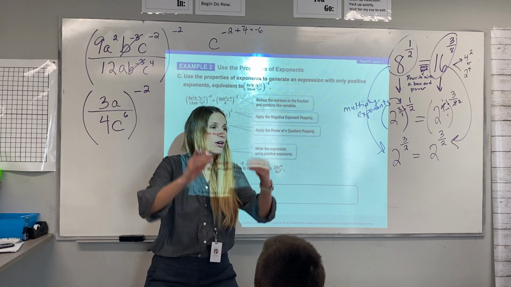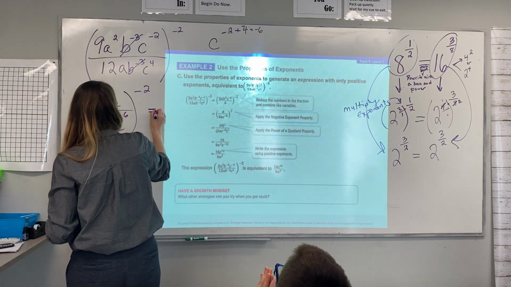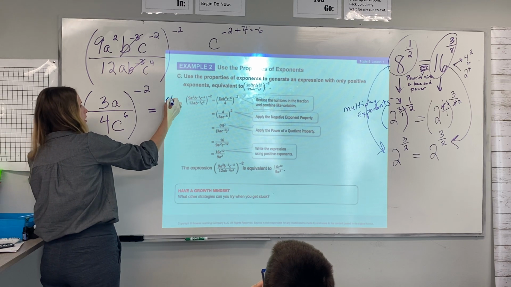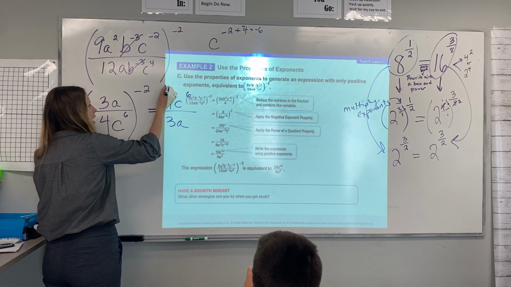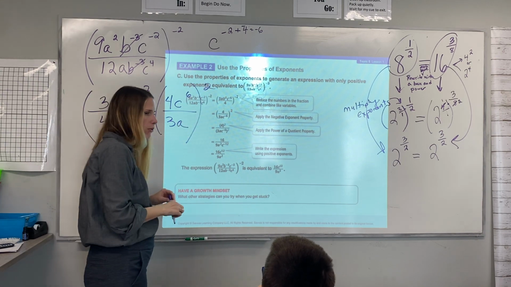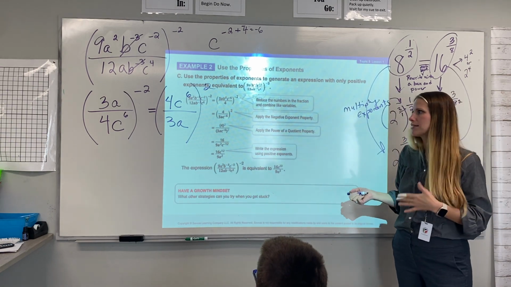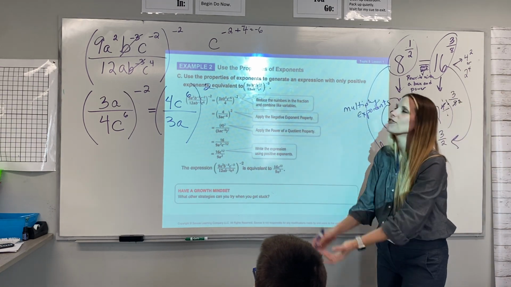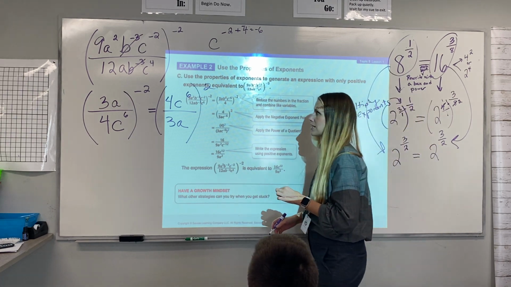Now it's time for flippies. So we're going to do flippies, and then we're going to do 4c to the 6 on the top, 3a on the bottom, and I'm still going to put it in parentheses and raise it to the second power, because we did flippies to get rid of the negative, but we still have to raise it to the second power. If everything is raised to the second power, that means everything is raised to the second power.